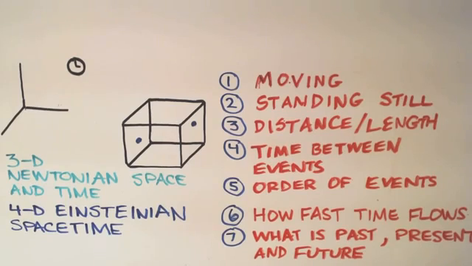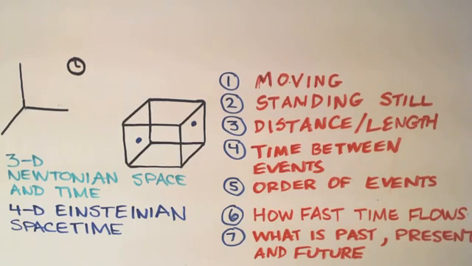And, you know, space doesn't exist, time doesn't exist, only space-time exists. You cannot tell if you're moving or standing still. There's no way to tell. You're only moving or standing still relative to something else. And no one can agree on it. No one can agree on who's standing still, who's moving. No one can agree on distance or length. No one can agree on time between events. No one can agree on order of events. No one can agree on how fast time flows. No one can even agree on what is past, what is present, and what is future. Some people are in other people's past at the same time.